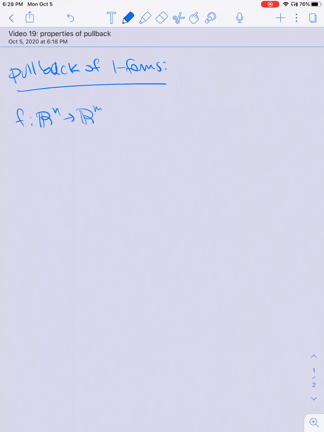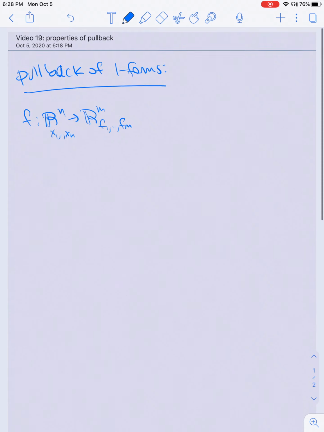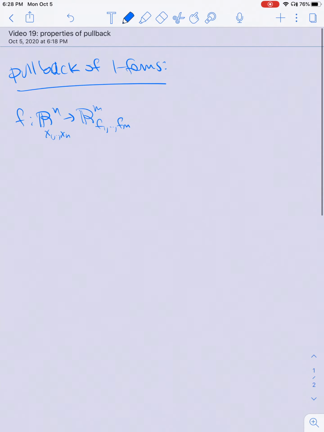In this video, we're going to discuss how to compute the pullback. The first thing is how to compute the pullback of one-forms. Recall that if f is a function from Rn to Rm, so coordinates here are x1 through xn, f1 through fm, then if I want to compute f pullback of dfi, this is exactly the ith row of df.